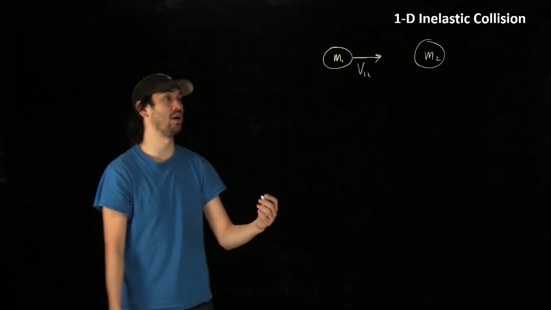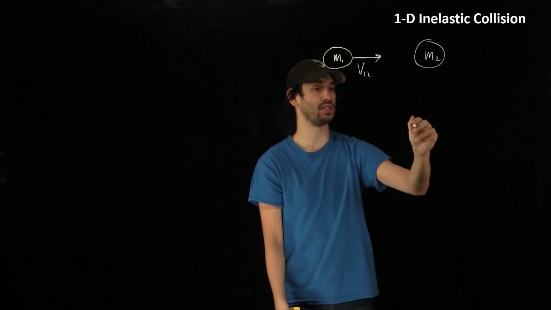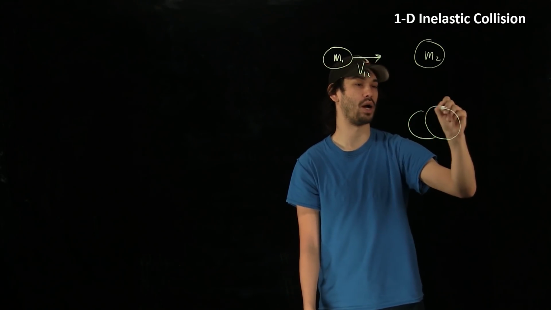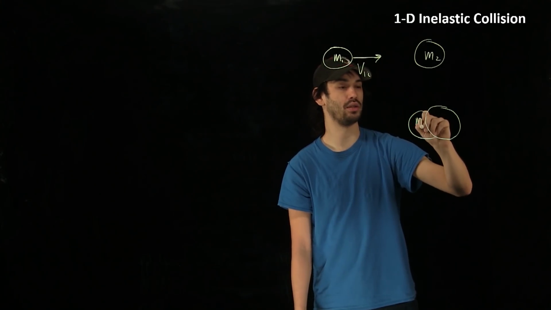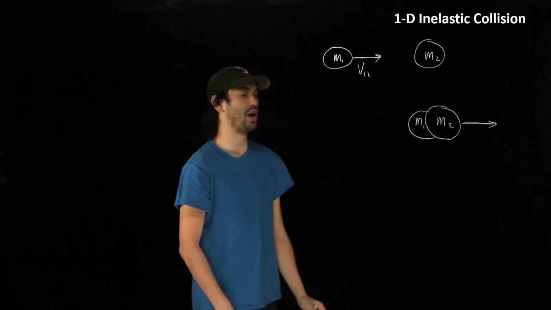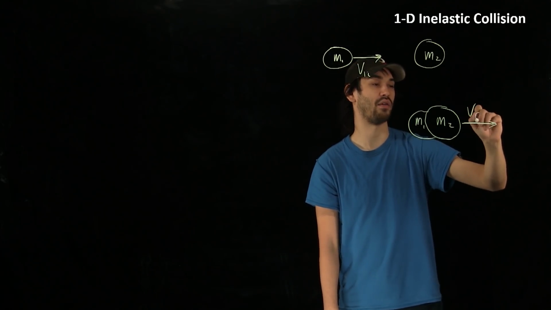Let's also draw what the final state looks like. For the inelastic collision, these two are going to stick together, so we can say that they're kind of like one blob here. This is the mass m1, this is the mass m2, and now they're going to move off with some final velocity. We can call this vf.